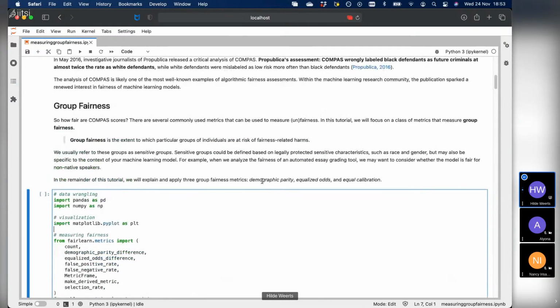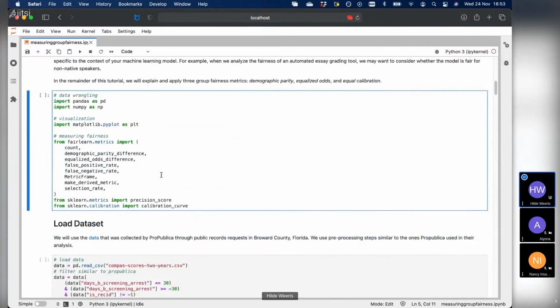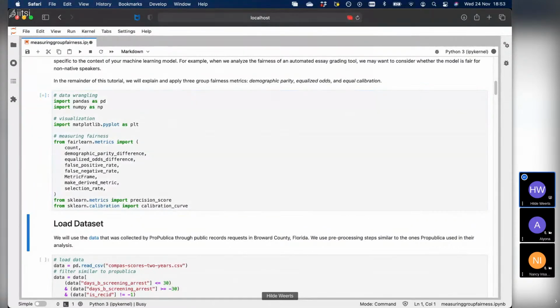So first we're going to import all the things that we're going to use. We're just going to use pandas, numpy, matplotlib. From Fairlearn, we're going to use quite a few different things, and also we're going to use a few functions from scikit-learn. So let's import those.